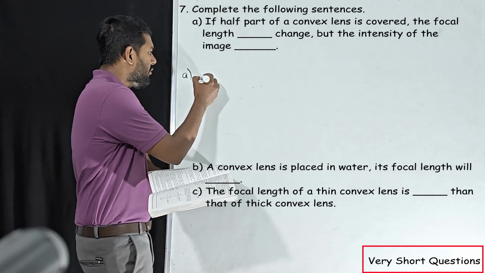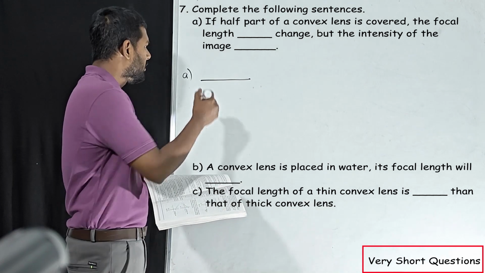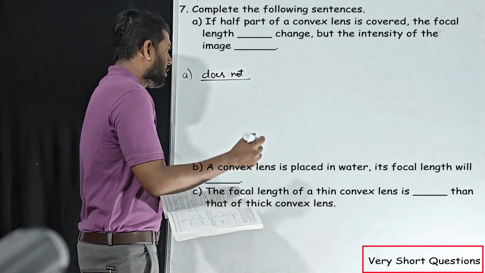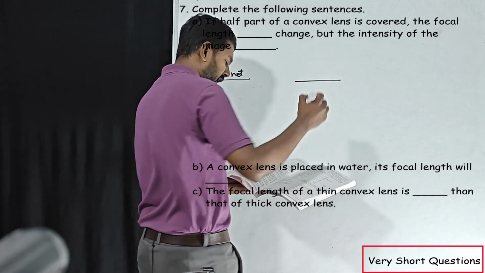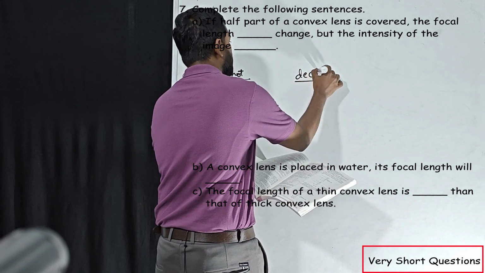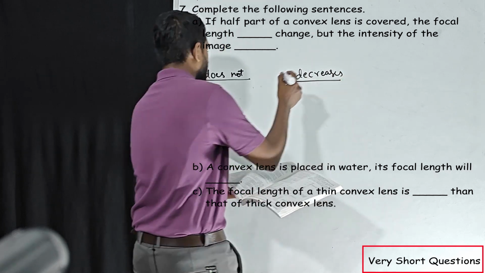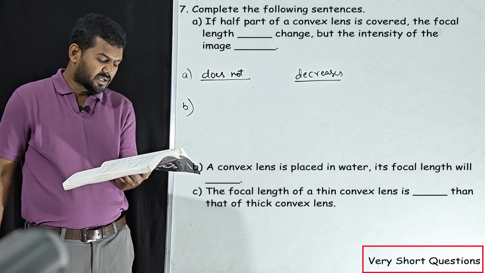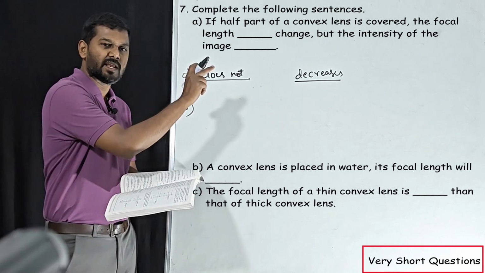So here, in question A, the first dash is 'does not', and the second dash, the intensity of the image will decrease, correct?